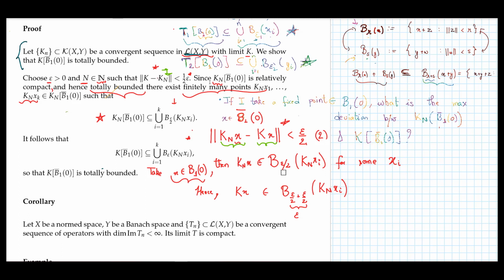And I also know that for a point x in B10, Kn of x belongs to the ball of radius epsilon by 2 centered around Kn xi, and when I look above, the difference between Kn x and Kx is less than epsilon by 2. So what I can do is say that Kx belongs to a ball of radius epsilon by 2 plus epsilon by 2, which is epsilon, and hence I can write this line, and once I write this line I can show that K is a compact operator. How do I show that? Because I show that this is totally bounded.